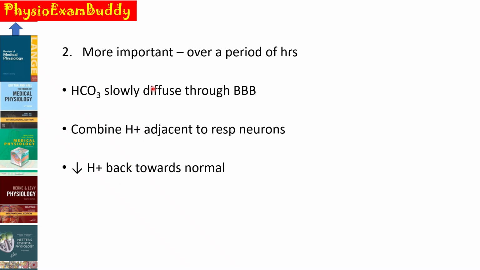But even more important over a period of hours is that these bicarbonate ions will slowly diffuse through the blood-brain barrier and the blood-cerebrospinal fluid barriers, and they will combine directly with the H plus ions adjacent to our respiratory neurons as well, thus reducing the H plus ions back towards normal. So this is how there is a decline in the effect over the next one to 2 days as the blood carbon dioxide concentration is increased.